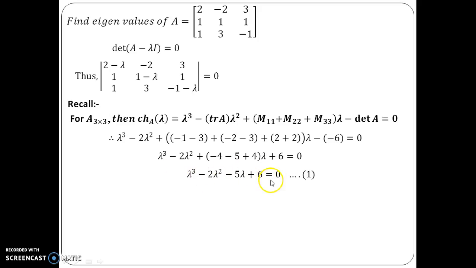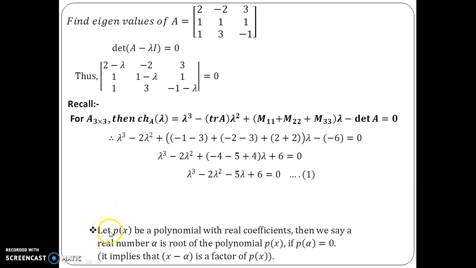Now I need to solve this equation. You can use any higher advanced technique from algebra that you are aware of to solve. I am going to use one very basic technique from school level, which can be handy at this point. The result of that technique is here. Let p of x be a polynomial with real coefficients. Then we say a real number alpha is a root of the polynomial p of x if p of alpha is equal to 0. The hidden meaning in this is that x minus alpha is a factor of p of x. Over here in my question, I do not have a polynomial in x, but I have a polynomial in lambda.